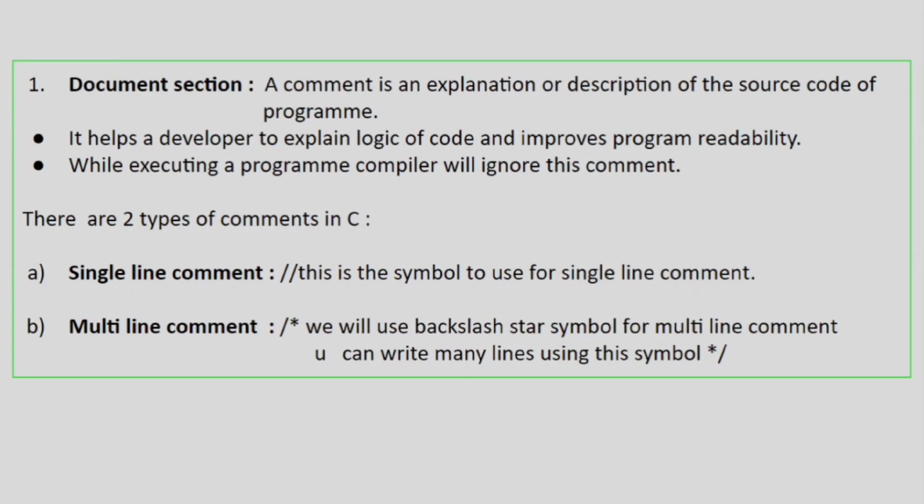After writing the code, we will use comments, like single-line comments and multi-line comments. For a single-line comment, we give double slashes. For a multi-line comment, we give slash, star, and then write multiple lines, and at the end of the statement, we give star, slash. These comments are not executed by the compiler in the C program. So the documentation section is useful to a developer to explain the logic of code and improve program readability.